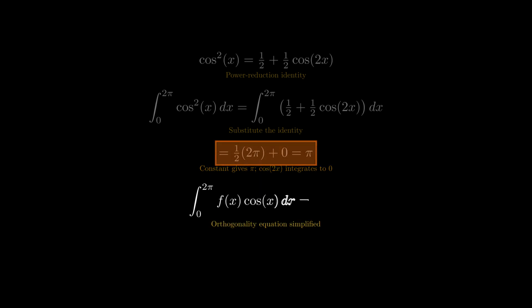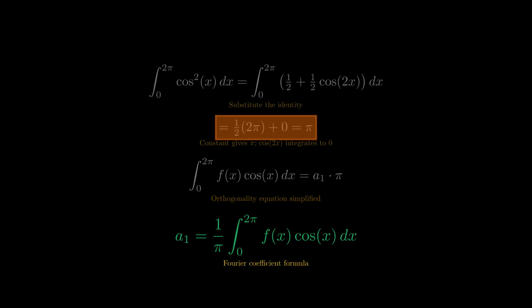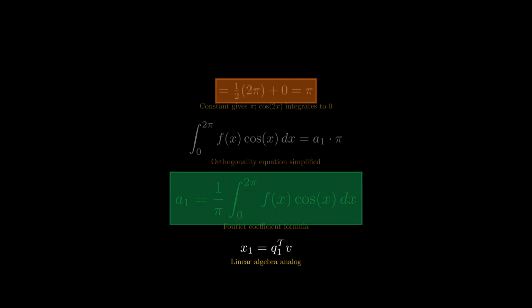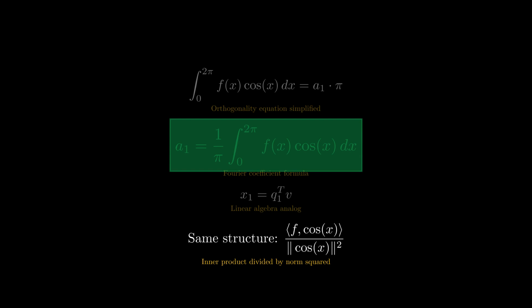Our equation now reads, the integral of f of x times cosine x equals a1 times pi. Solving for a1, we get a1 equals 1 over pi times the integral from 0 to 2 pi of f of x cosine x dx. There it is, the Fourier coefficient formula. Compare this to x1 equals q1 transpose times v. Same structure: take the inner product with the basis function, then divide by its norm squared.